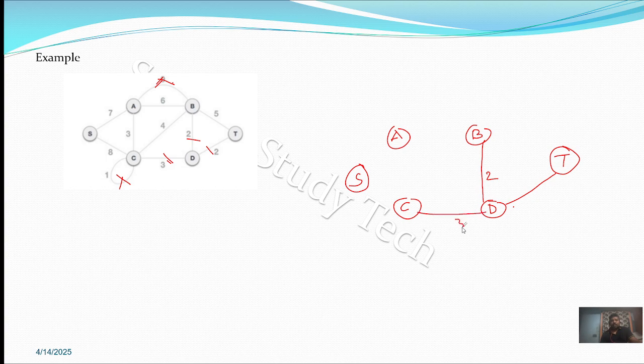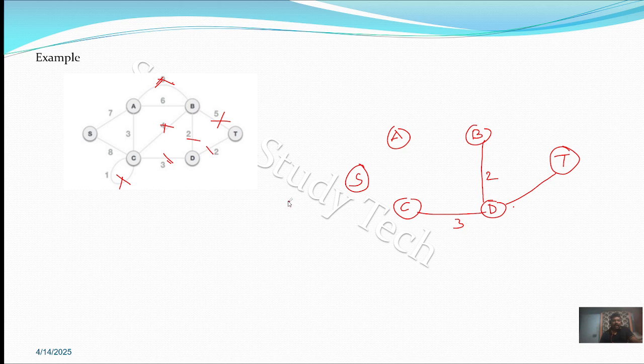The cost is now 3. The next cost is C to B. B is an already visited vertex. You can take C to B, but if you take it, it forms a cycle, so you cannot consider that edge. Now we can take the next least edge, B to T. If we take B to T, it also forms a cycle. A spanning tree will not contain any cycle. That's why we cannot consider this edge either.